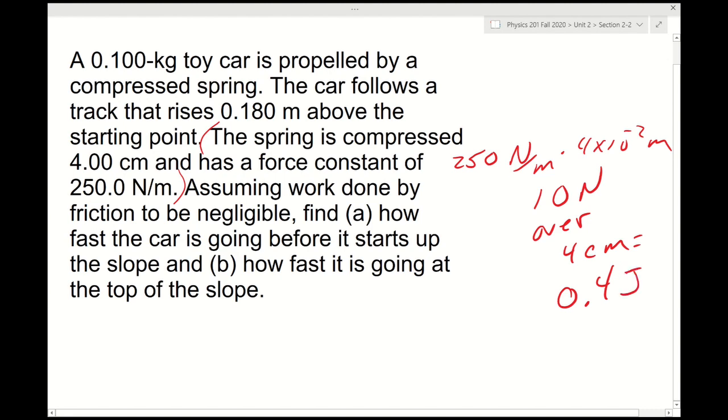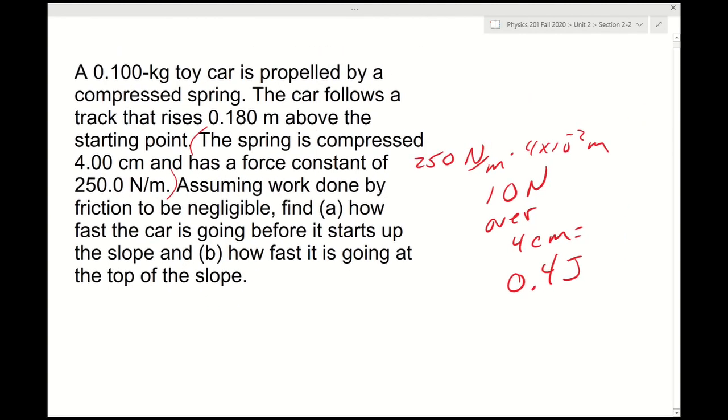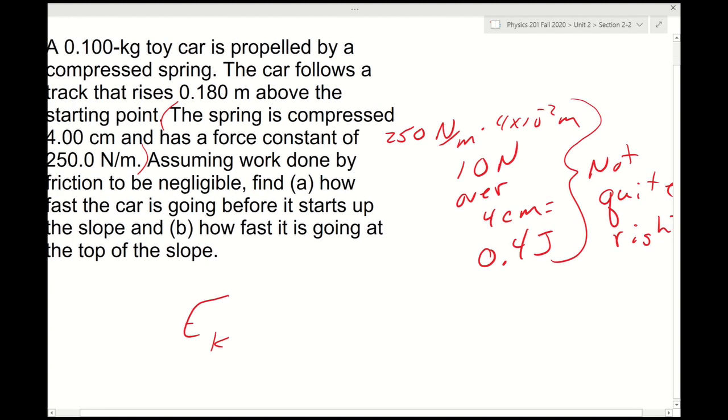Assuming the work done against friction is negligible, how fast is the car going before it starts up the slope? All right, the kinetic energy. We'll say that this is not quite right, and it's not. We'll talk about it later. But I needed to go ahead and at least give you some value.